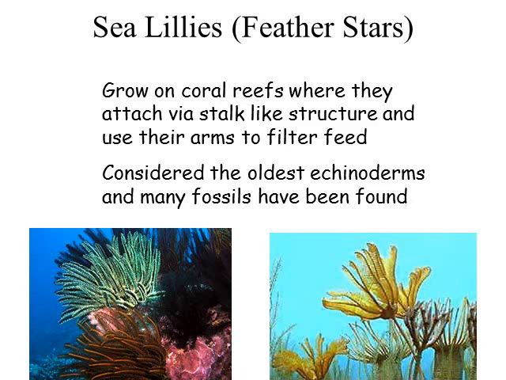And it's thought that these are the oldest of all the echinoderms. We have fossils going back millions and millions of years. Some of the first animals actually looked like these feather stars. And they're often seen on coral reefs where they use this stalk-like structure to attach to the coral reef, and their arms are extended up, and they use these feathery arms to filter feed or capture small particles of food as it floats by.